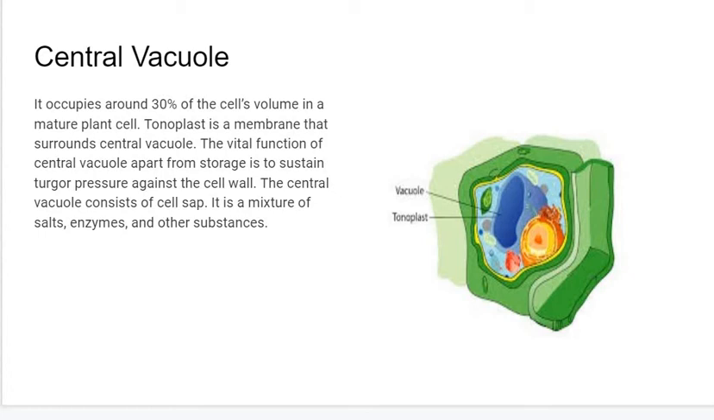The central vacuole occupies around 30% of the cell's volume in a mature plant cell. Tonoplast is a membrane that surrounds the central vacuole. The vital function of a central vacuole, apart from storage, is to sustain turgor pressure against the cell wall. And yeah, that's basically it.